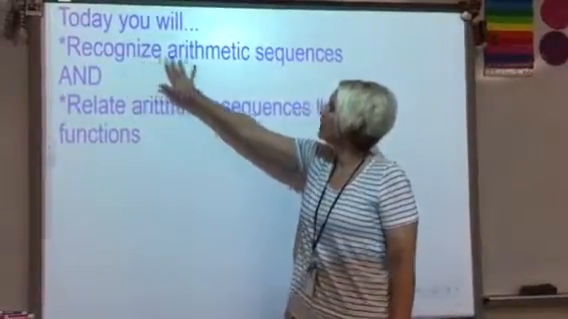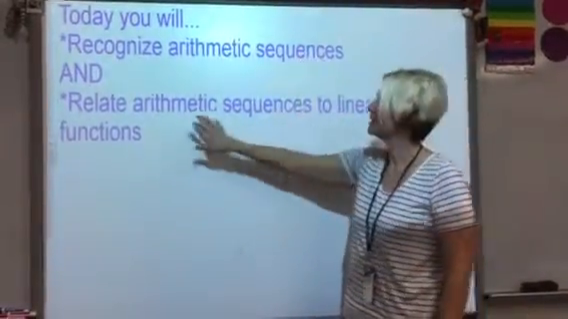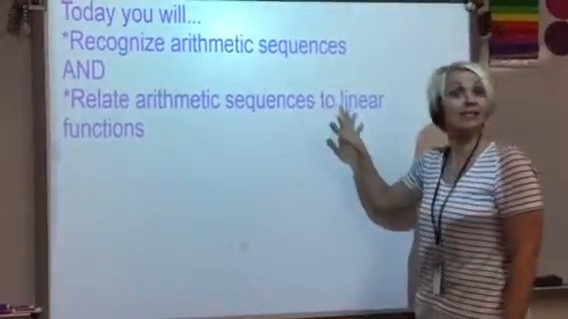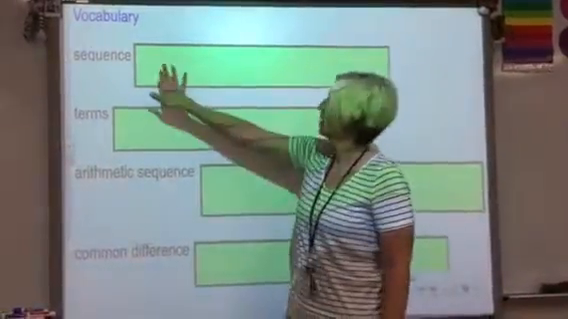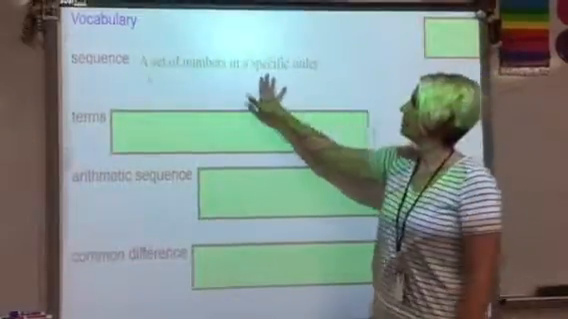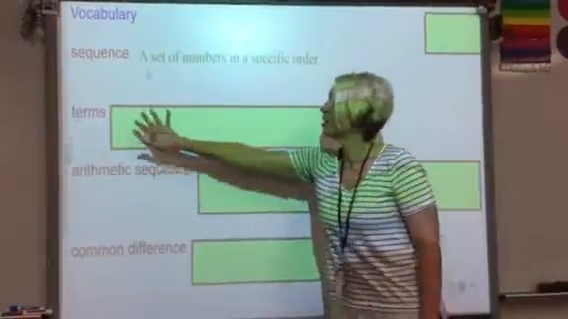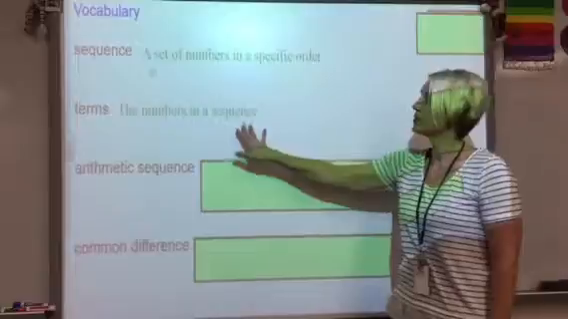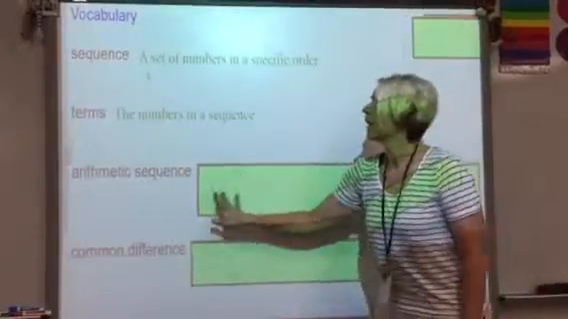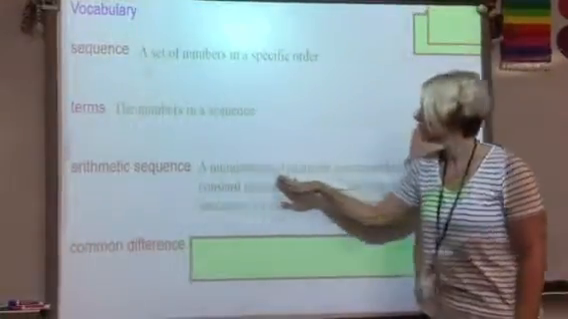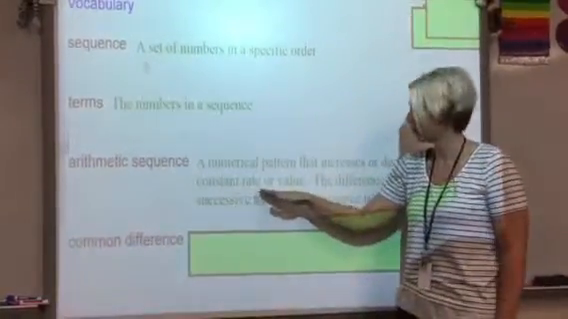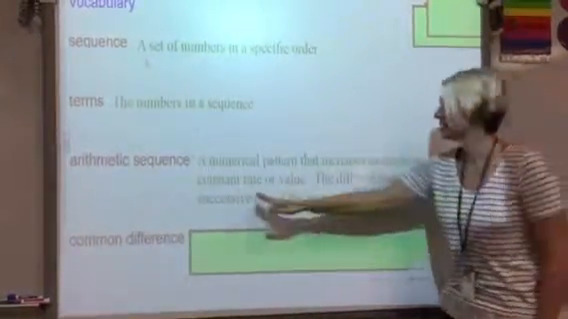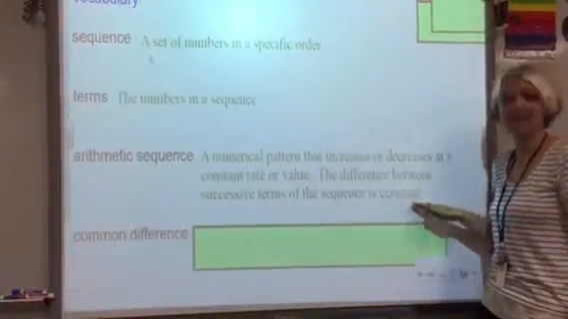Today you will recognize arithmetic sequences and relate arithmetic sequences to linear functions. So first of all, we have a few vocabulary. A sequence is a set of numbers in a specific order. Terms are the numbers in the sequence. An arithmetic sequence is a numerical pattern that increases or decreases at a constant rate or value. The difference between successive terms of the sequence is constant.